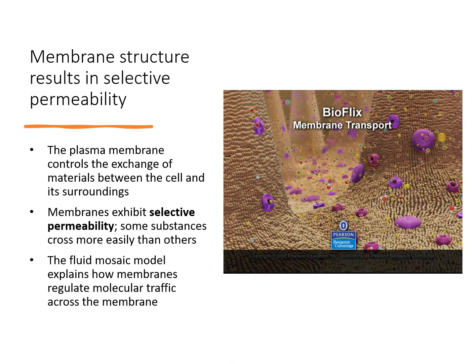What happens with this fluid mosaic model is that it becomes selectively permeable. The membrane allows passage of some substances more easily than others. This explains how membranes can regulate molecular traffic across the membrane. So let's watch this video.